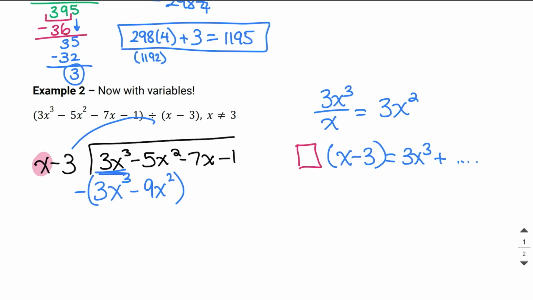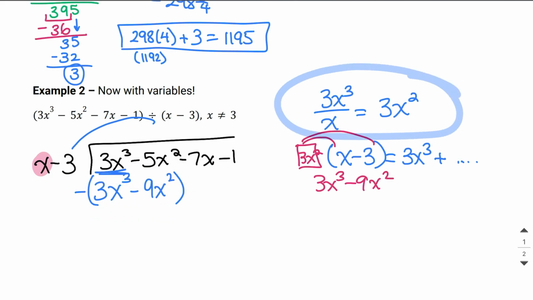Right? And the only thing that I can multiply through here is this 3x squared. And then when I distribute that through, I get 3x cubed minus 9x squared, which is what I wrote down right here, okay? But I'm going to continue to do it this way. I just want to give you both options.